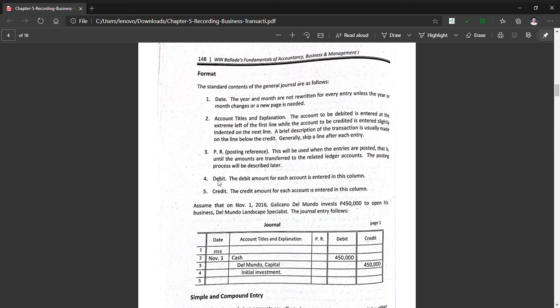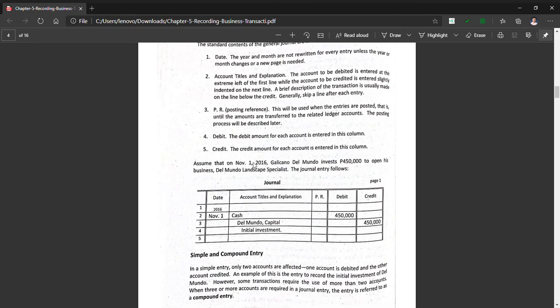Okay? Next is the debit. So ito yung debit side and the debit column, tapos ito yung credit column. Ito yung transaction na example dito. Assume that on November 1, 2016, Galicano Del Mundo invests 450,000 to open his business, Del Mundo Landscape Specialist. Okay, so on November 1 nga dito, nag-invest si Del Mundo ng 450,000.